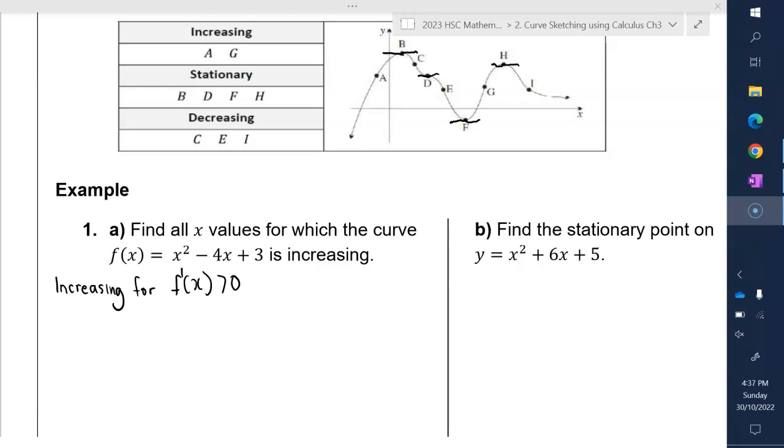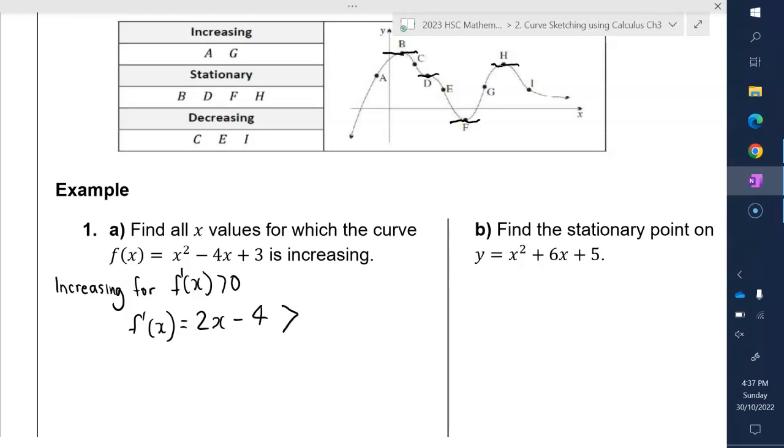So when a curve is increasing, we know that the tangent at the points where it is increasing is greater than 0. So f dash of x is greater than 0. That's what we want to find. f dash of x is our first derivative, dy dx. We just differentiate this function here, and we get 2x minus 4.